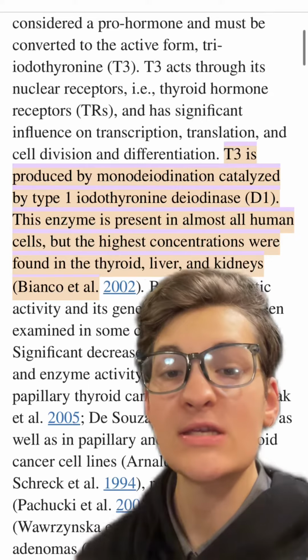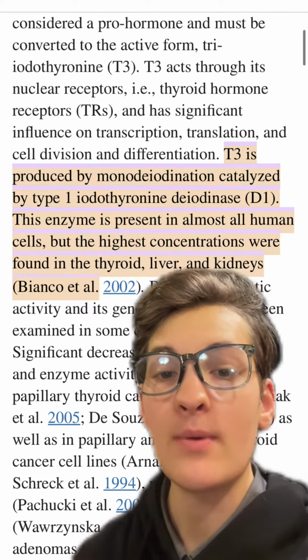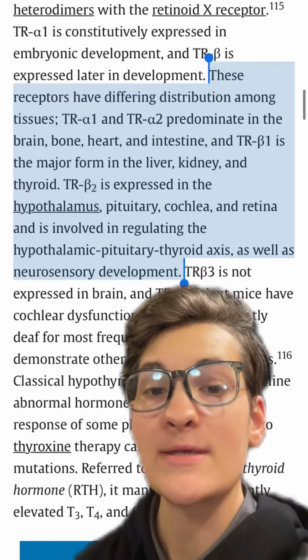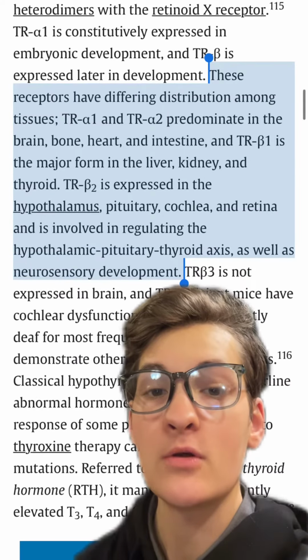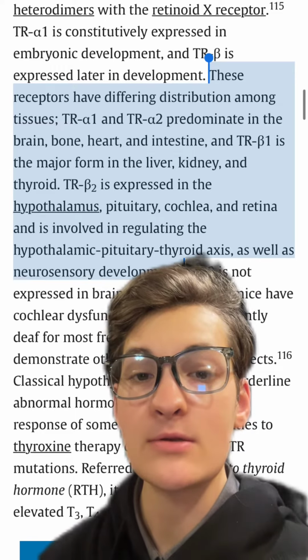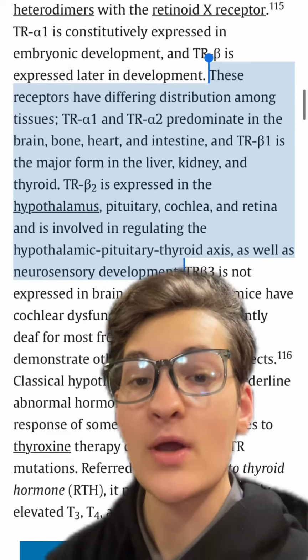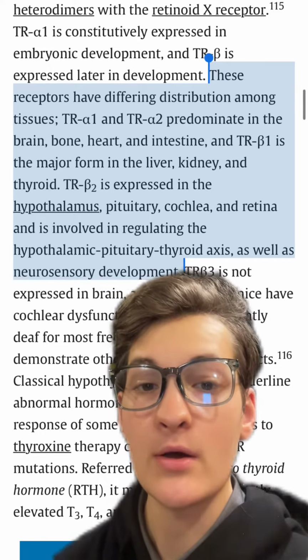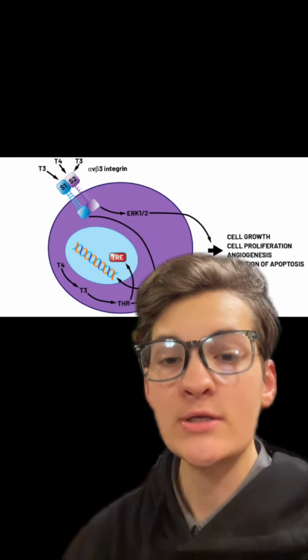This enzyme is present on pretty much every cell in the body, with the highest concentration on the thyroid, the liver, and the kidneys. With that being said, the thyroid receptor itself is located on pretty much every cell, including the brain, bone, heart, intestine, liver, kidney, thyroid, pituitary gland, hypothalamus, cochlea, and retina. The last question to answer is, what does the thyroid receptor actually do?